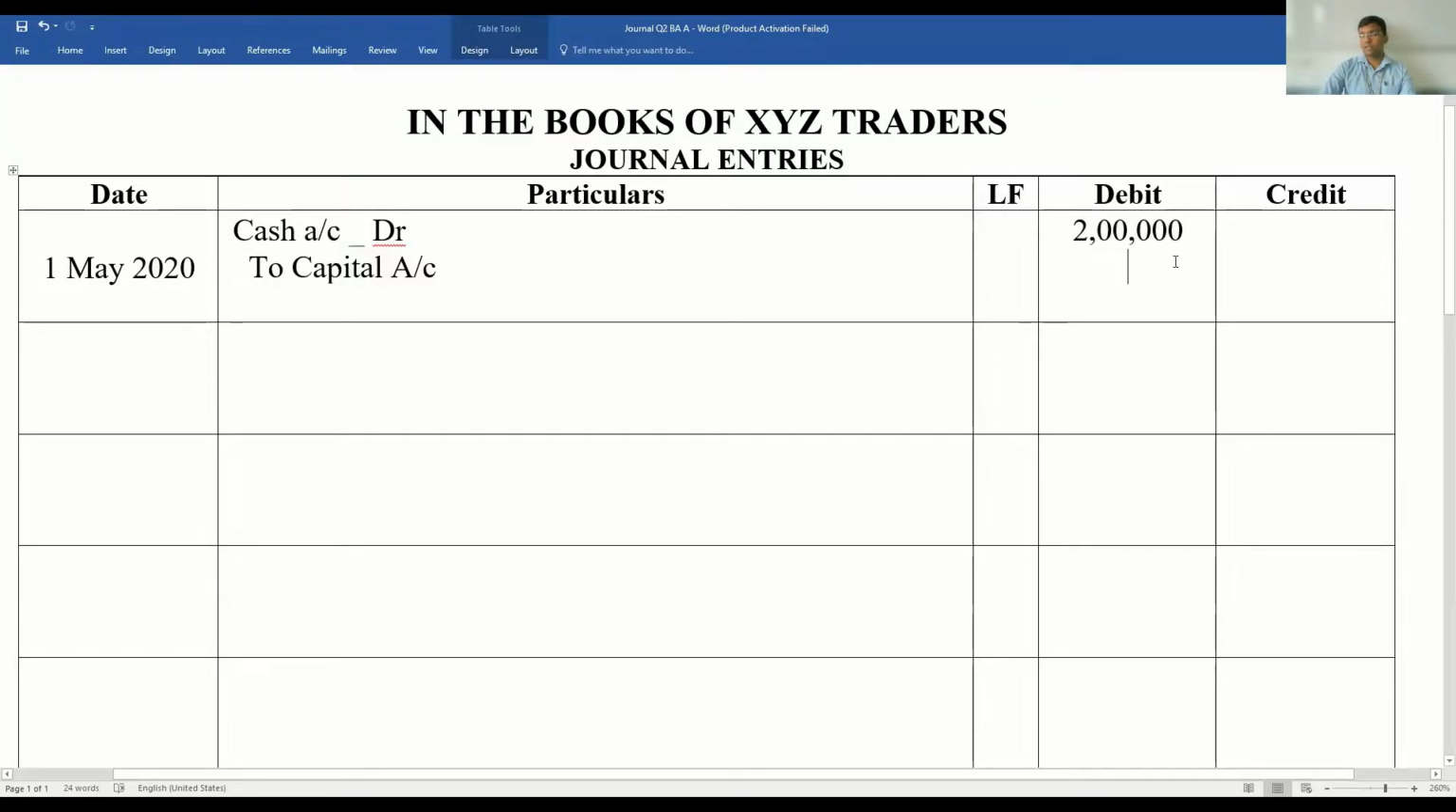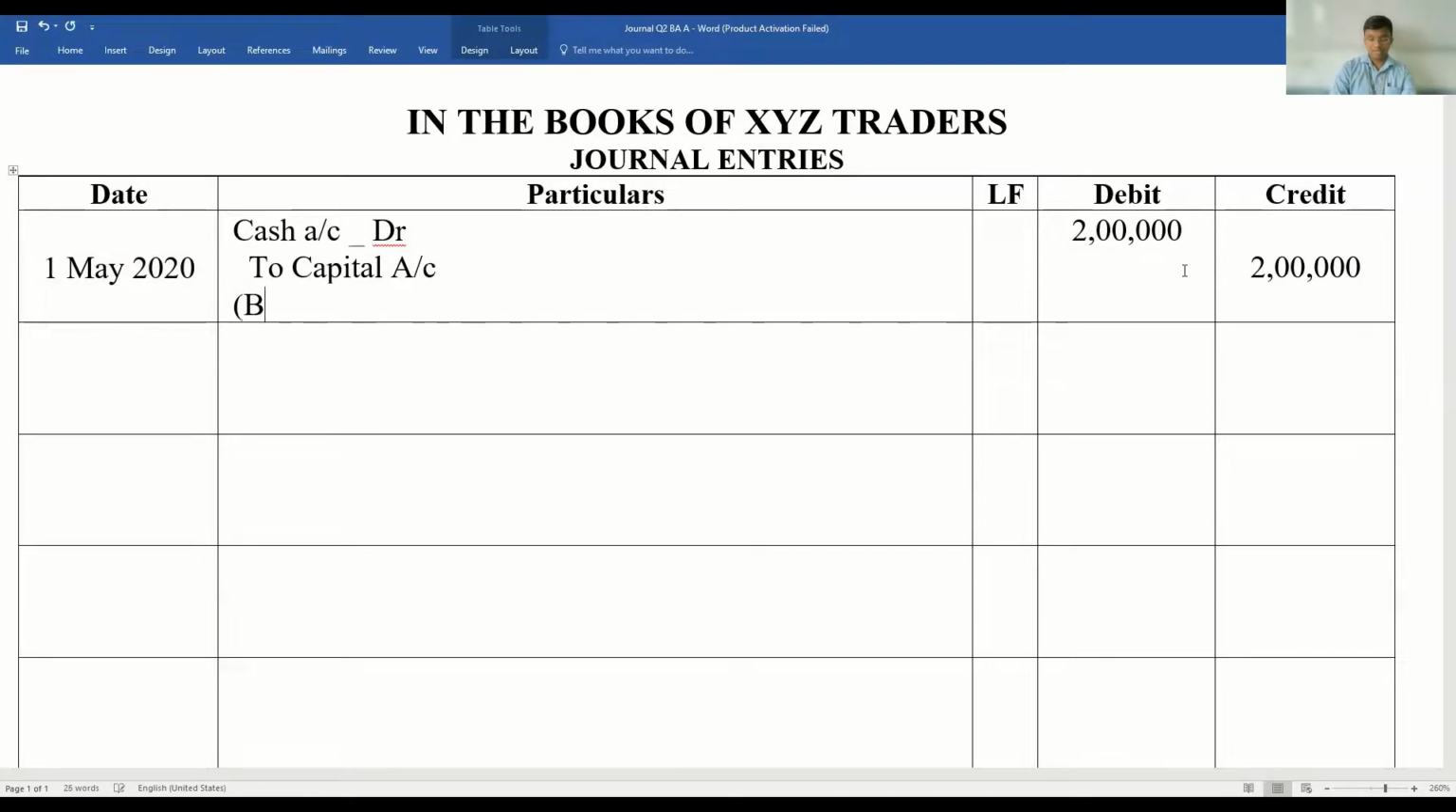A golden rule for personal account is debit the receiver, credit the giver. So in this case, the proprietor is giving. Now we have to write the narration, being started business with cash. We already know that narration you always start with the letter P or with the phrase. Let's move on to the next one.